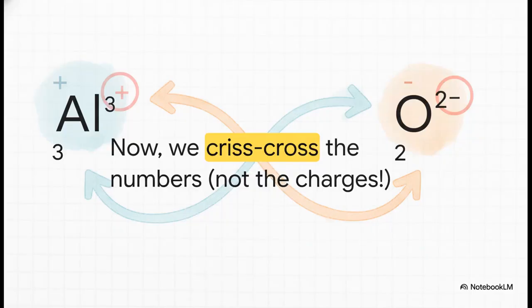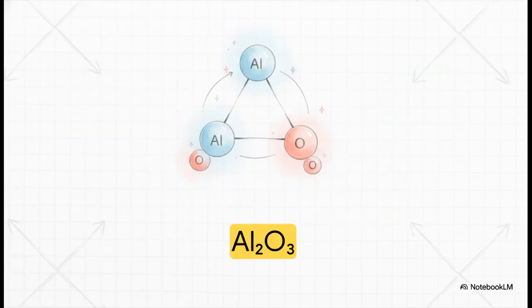Okay, now for the magic step, the crisscross. And this is the most important part. You only take the numbers. Ignore the little plus or minus signs for now, just the numbers. So we're going to take that 3 from aluminum and bring it down to oxygen. And we take the 2 from oxygen and bring it down to aluminum. See, they swap places. And there you have it.